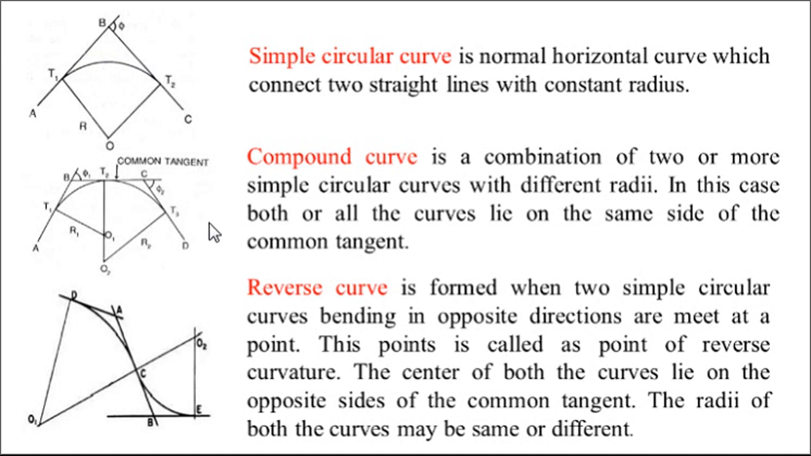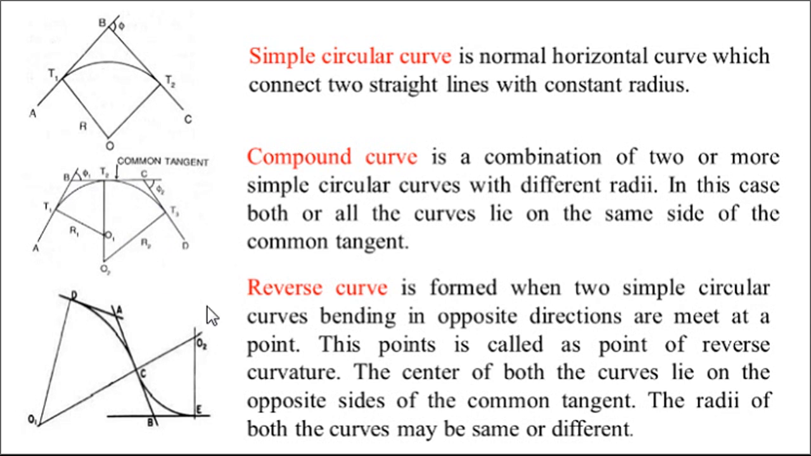Then compound curve. A compound curve is a combination of two or more simple circular curves with different radii. In this case, both or all the curves lie on the same side of the compound curve. So see, this is one curve for which the radius is r1, and this is the other curve for which the radius is r2, and these are the two tangents, the first tangent and the second tangent. So these two tangents or straights are joined by this curve called a compound curve.